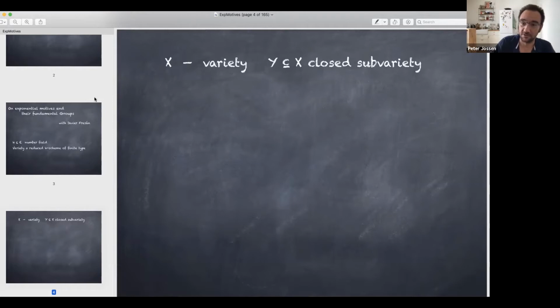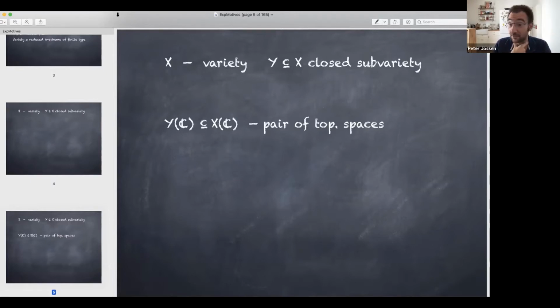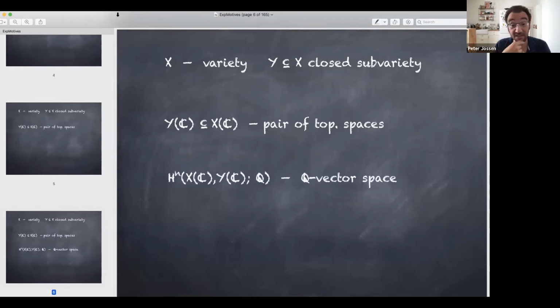Something that is certainly well known is that if you start with a variety X and some closed subvariety Y, you can get out of this a pair of topological spaces just by looking at the complex points of X and inside them the complex points of Y. So these are nice topological spaces. They have the homotopy type of finite CW complexes. And once you have a pair of topological spaces, you can look at singular cohomology of the pair with Q coefficients, and it will be a finite dimensional Q vector space.